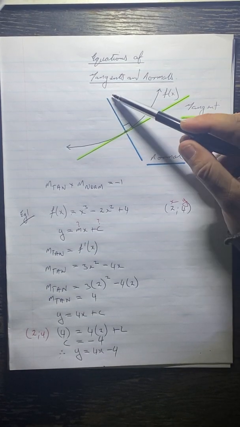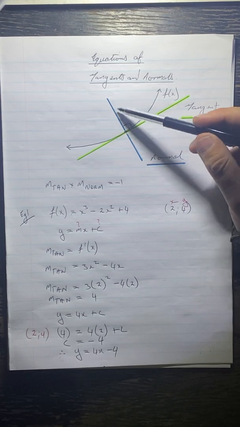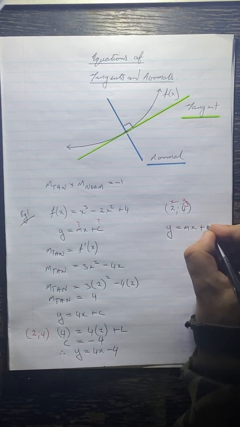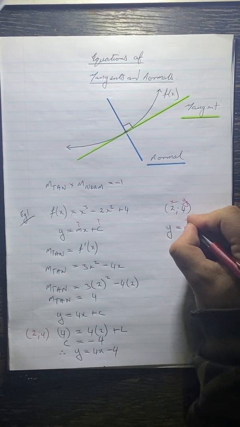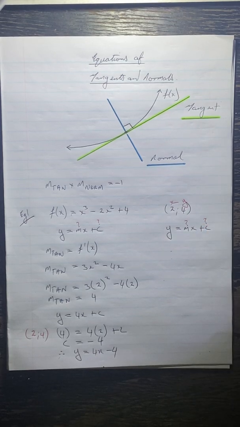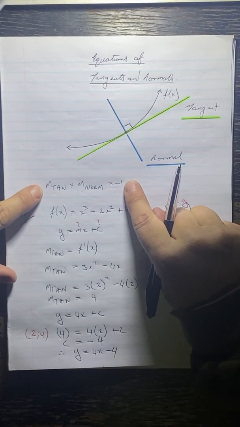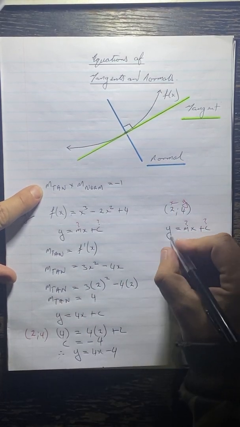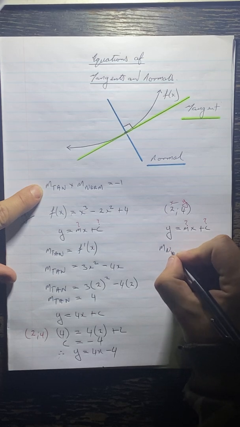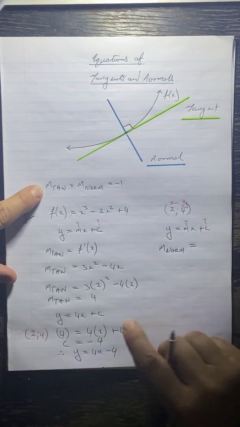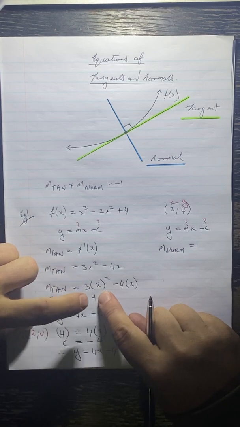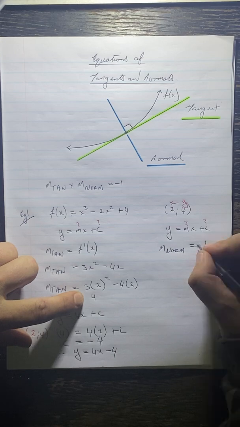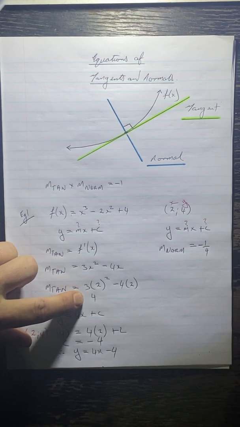Now we can move on to the equation for the normal. As you can see, the normal is also a straight line, so y = mx + c. We need to find the m value and the c value. This is where I'm going to use this property here. We already know what the gradient of the tangent is, so I can go straight into the gradient of the normal. All we have to do, grade 11s, is invert this gradient. If I invert it, it becomes 1 over 4, but then I need to change the sign, so it becomes -1/4.